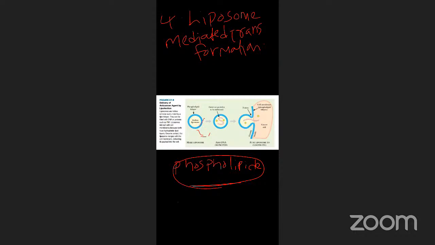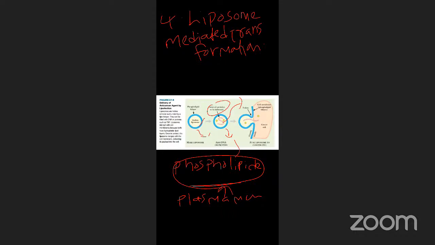Liposomes carry the genes or proteins to be delivered. This is the desired gene. The liposome is already made up of phospholipids. What is a phospholipid? I already told you the plasma membrane is made up of phospholipids.